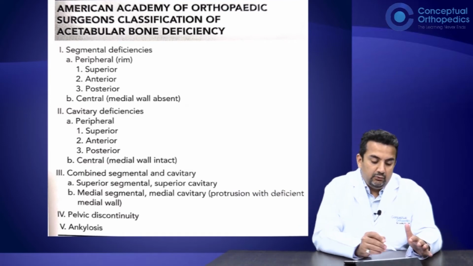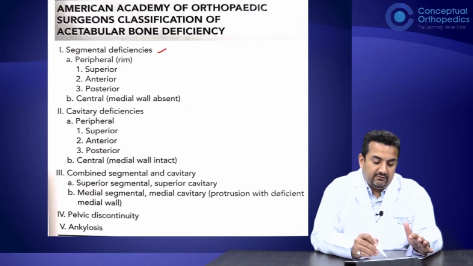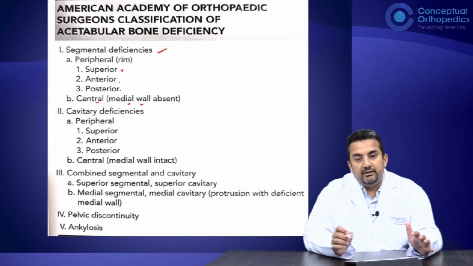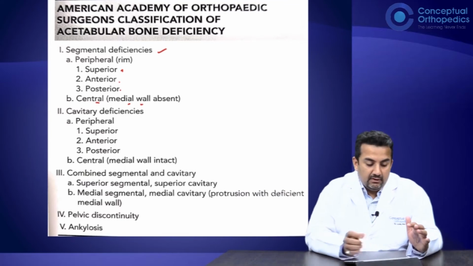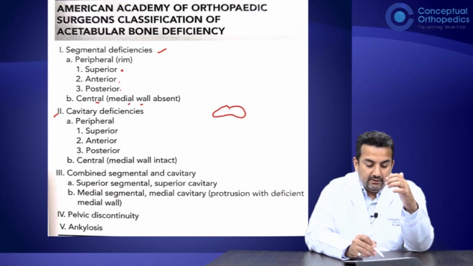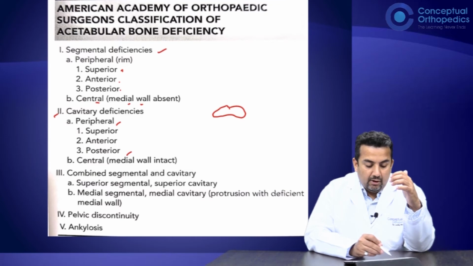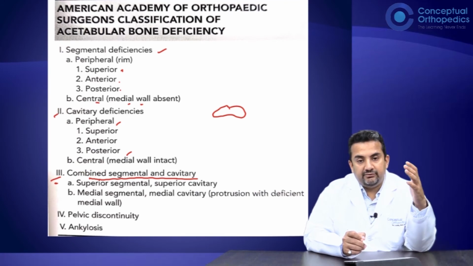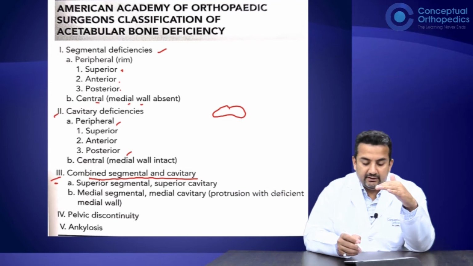If you classify according to the American Academy of Orthopedic Surgeons for acetabular bone deficiencies, type 1 is the segmental deficiencies. You can have them superiorly, in the periphery, anteriorly or posteriorly, or they can be central, where the medial wall is absent. Or it can be cavitary. Cavitary defects are usually contained defects. The cavities can be in the periphery or the center. Or you can have a combined deficiency, a segmental and a cavitary deficiency. So there can be a superior segmental deficiency, superior cavitary deficiency, medial segmental or medial cavitary, like the protrusio we have.